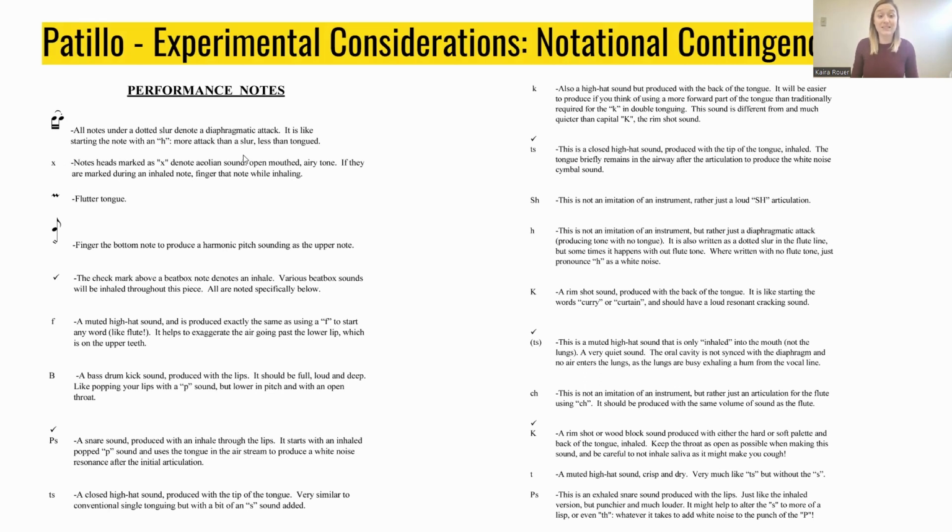Note heads with aeolian sounds, or aleatoric, not really aleatoric. It's more of an airy tone percussive sound. Those are with an X note head. And then here, all notes under a dotted slur denote a diaphragmatic attack. It is like starting the note with an H, more attack than slur, less tongued. So these are notated in the third movement as a bunch of 16ths, but they don't sound like 16ths, and they're not attacked traditionally. So that is another point of contingency compositionally.